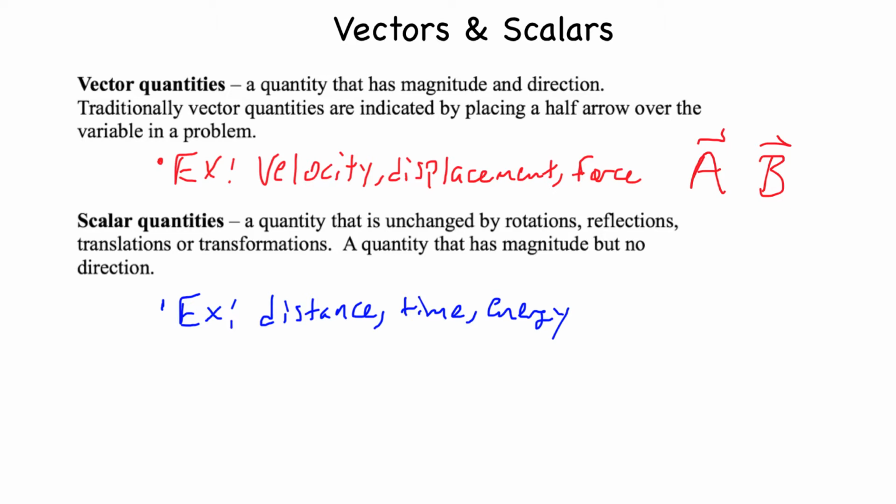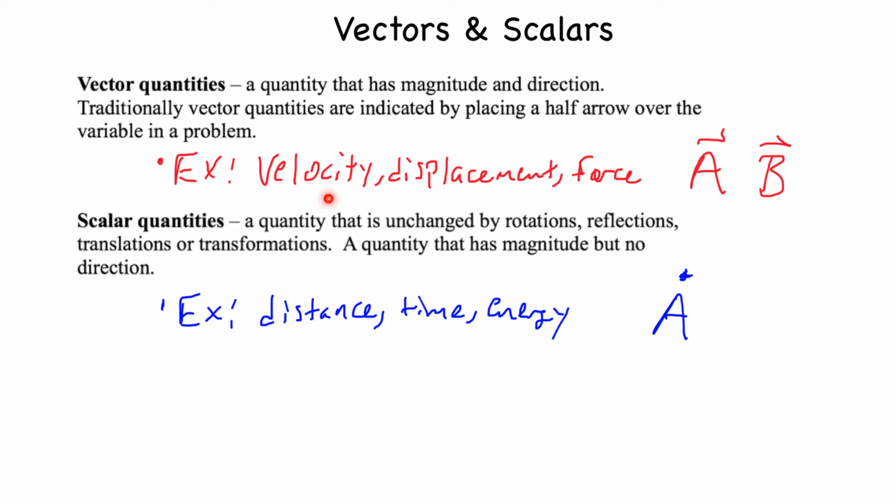A scalar is something that only has magnitude. It does not have direction. If you were to put it on a graph, as you've done in algebra, it would not change if you rotated it, reflected it, translated it, or transformed it. It doesn't do anything to that quantity. And less often seen, but still seen, if you had scalar A, sometimes they will denote that it's a scalar by putting a dot over the top of it.